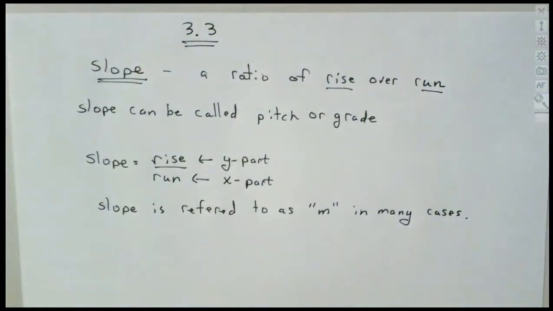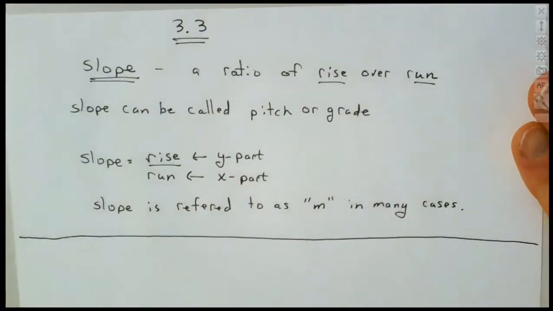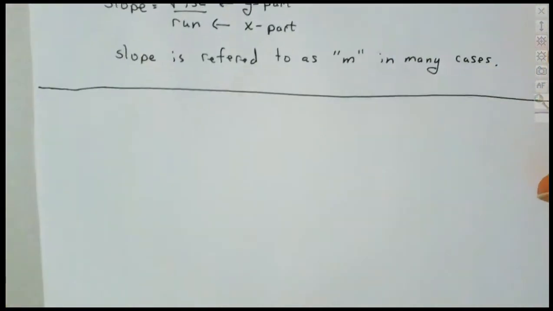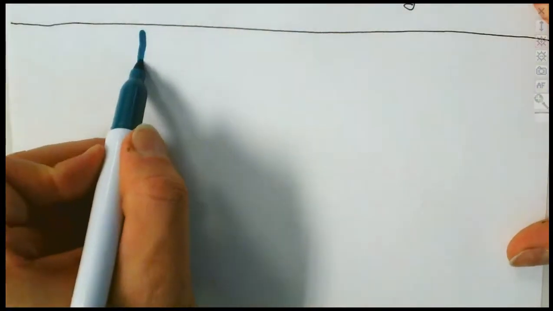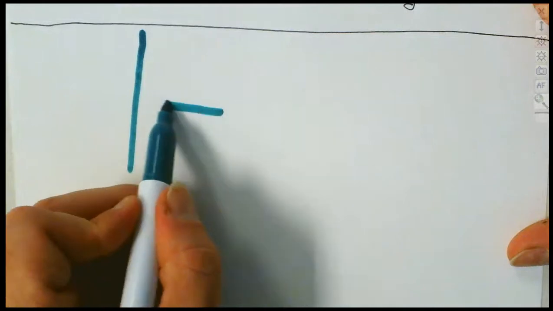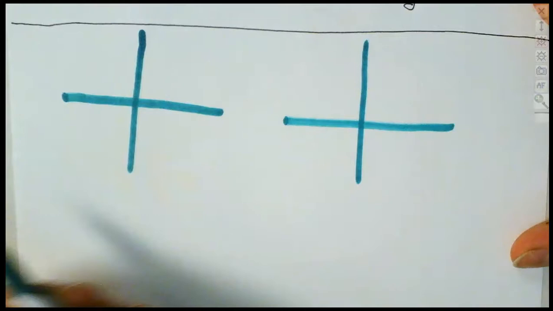So I may not write the word slope. I may just use an m. Okay? And m means the slope. There are 4 different types of slopes. We're going to look at all 4 of them here. I'm going to draw pictures of all of them, and we're going to talk about what the slope is, whether it's positive, whether it's negative, 0, or whether it's undefined.